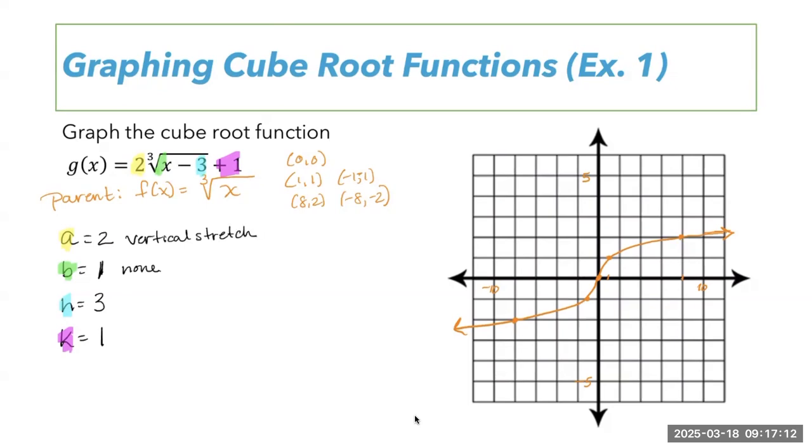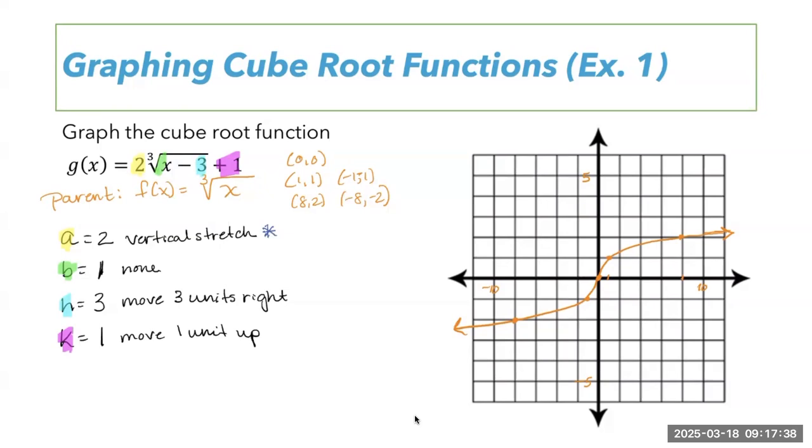And then h being 3 means we're going to move 3 units to the right since it's positive. And k equals 1 means we will be moving 1 unit up since it's positive. Okay, so let's deal with the vertical stretch first.